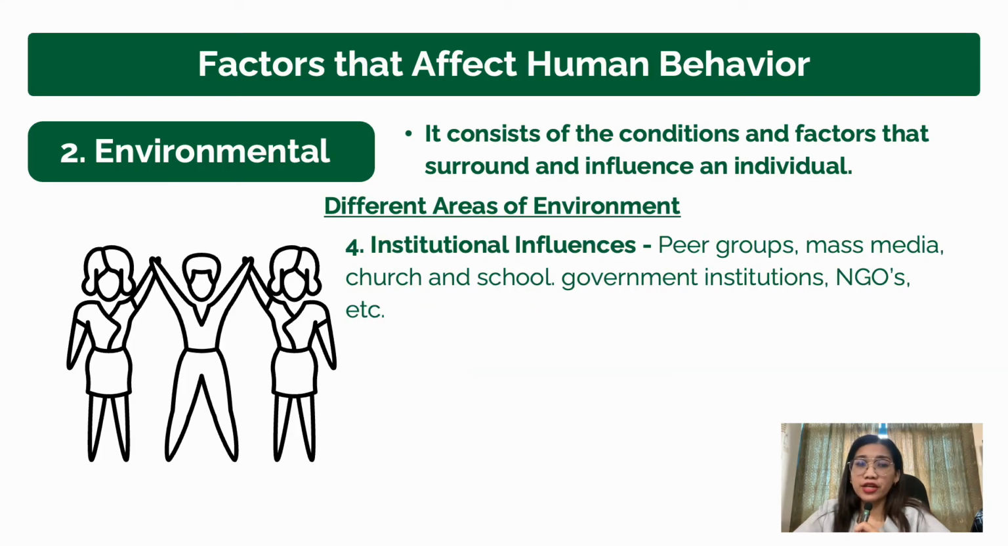So the fourth area under the environment is the institutional influence. So for the institutional influence, these are the peer group, mass media, your church, kung saan ka nakabelong, school, government institution, and the non-government organization, and more. So that is the institutional influence. So ang behavior natin, naapektuhan kung sino yung barkada natin. Okay? Paano yung pinapanood natin sa social media, naaapektuhan tayo kung ano yung laging nasa feeds natin. Okay? So, sa simbahan, ano yung turo ng church natin, your belief, sa school and government institution and NGO, etc.